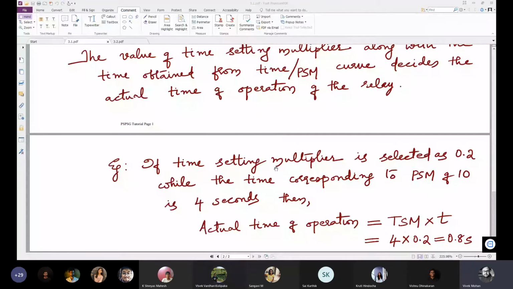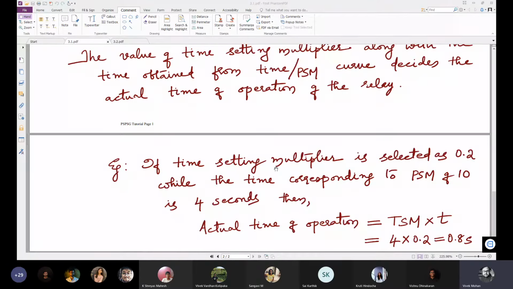So basically in the Westinghouse CO8 relay characteristics, you might have seen several characteristics, right? Several curves, not only one curve. Several curves were there in which each curve corresponds to one time setting multiplier. Basically, that represents the multiplication factor.